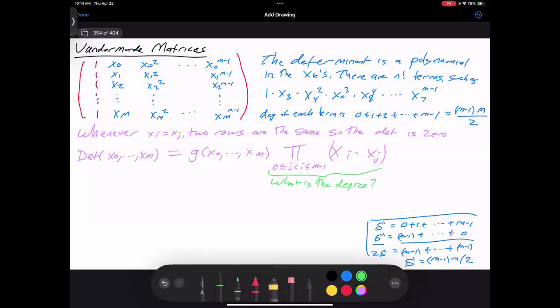So each term has degree 1, right? How many terms do I have? I have to choose 2 distinct indices between 0 and n minus 1. So I have to choose 2 distinct numbers from the set 0, 1, ..., n minus 1. How many ways are there to choose 2 distinct numbers from that set?